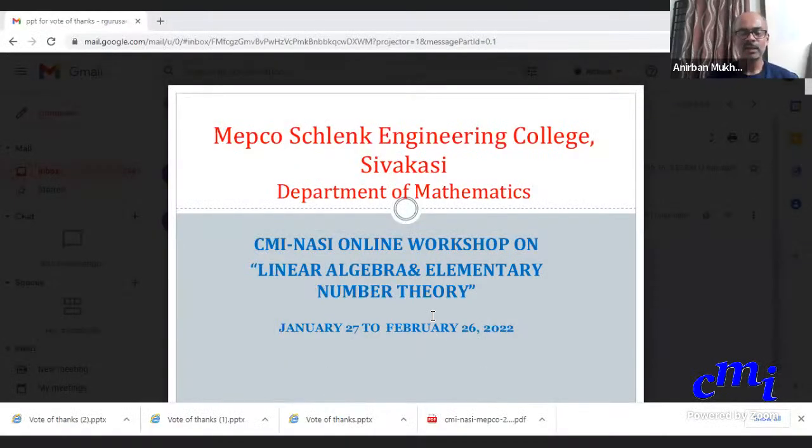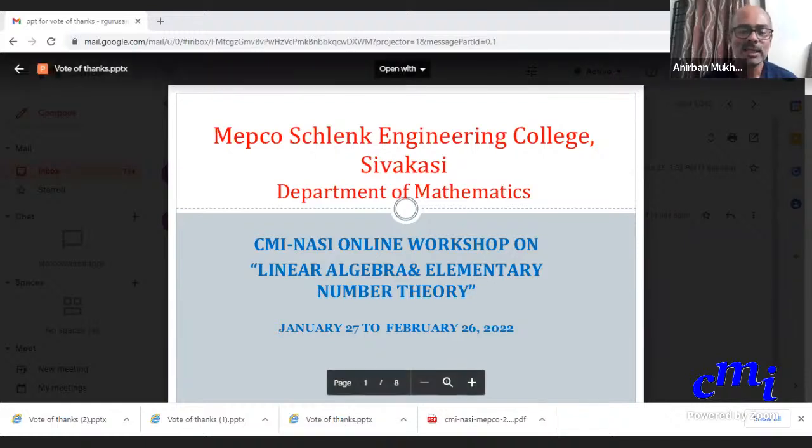So I was the academic convener, but that was just a title. Whatever work was there to be done was done by Professor Gurusamy with the support of Professor Radha Jayalakshmi. I haven't done anything in organizing it. I just lectured like the other lecturers. It has been a wonderful workshop.